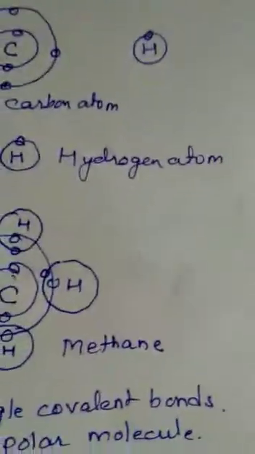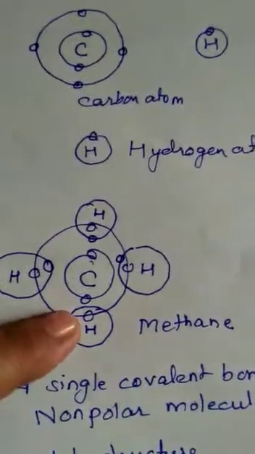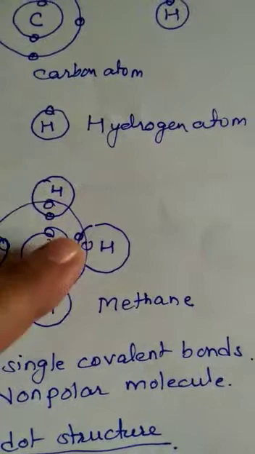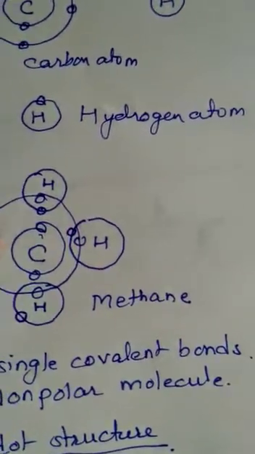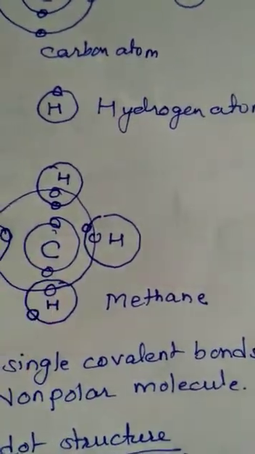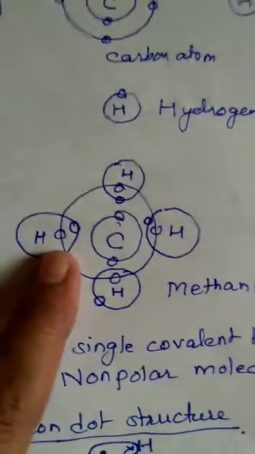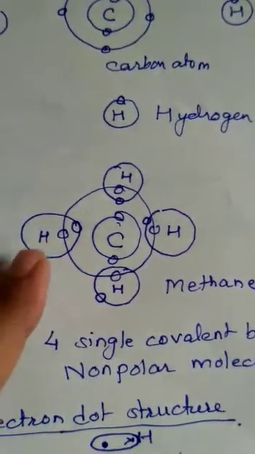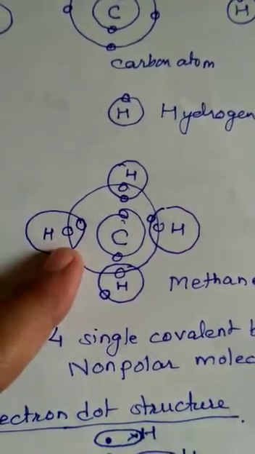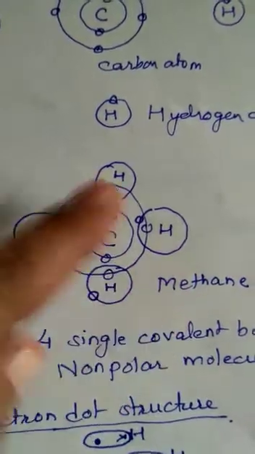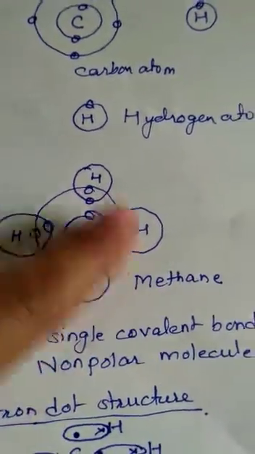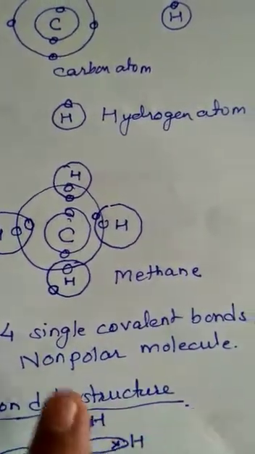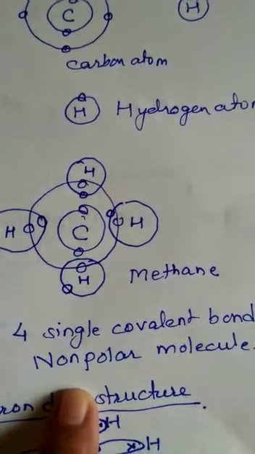Now how many single bonds are formed? How many electrons are shared? 1 pair here, 1 pair here, 1 pair here and 1 pair here. So for the formation of a bond between carbon and hydrogen, only 1 pair of electrons is shared, so a single covalent bond is formed. But how many times is 1 pair of electrons shared between carbon and hydrogen? 4 times, it is shared with 4 different hydrogen atoms. So 4 single covalent bonds are formed for the formation of the methane molecule.